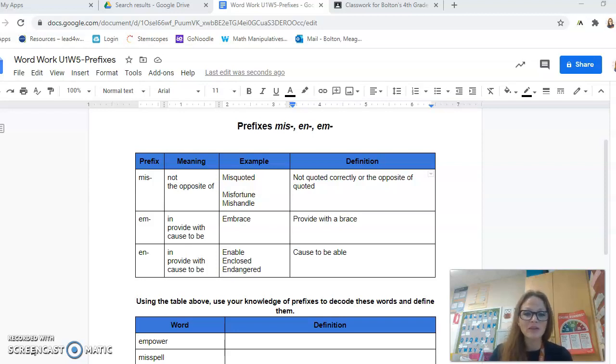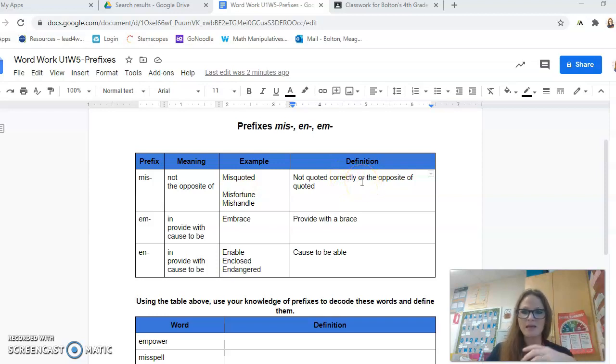If you remember, prefixes are groups of letters that you can add to the beginning of a base word or a root word to change its meaning. So this prefix mis means either not or the opposite of. So for example, with the word misquoted, misquoted would mean either not quoted correctly or the opposite of quoted.